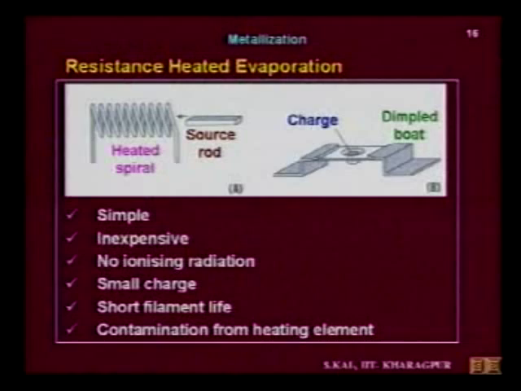Another problem is the small charge, the filament life is short, and there is contamination from the heating element. That is obviously a disadvantage of this resistive heated evaporation technique.